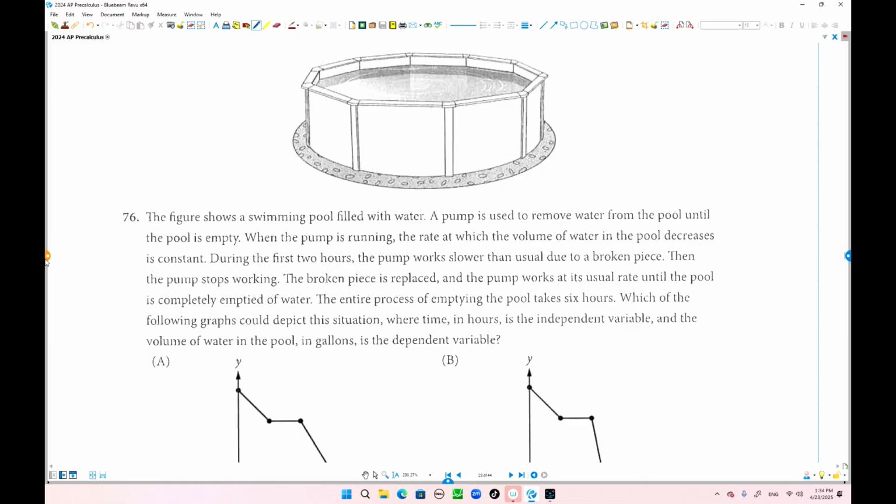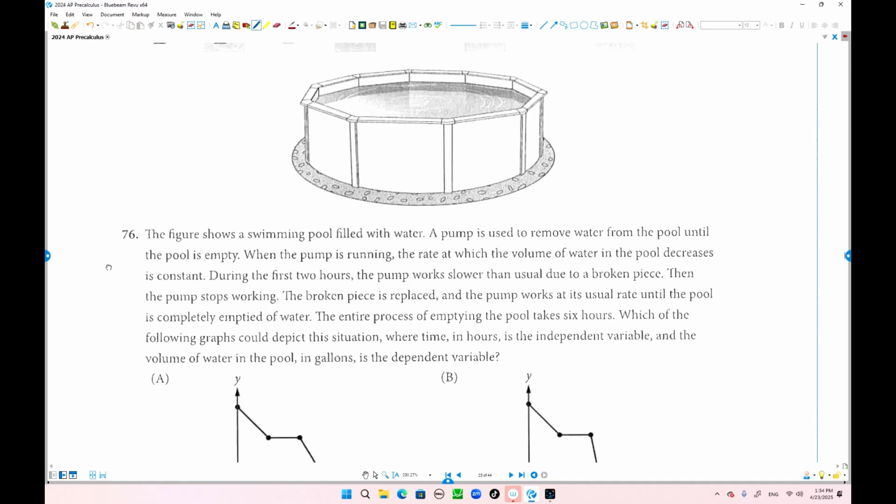All right, number 76. Maybe you might read the question over here. That's a swimming pool with water. And here is the constraint. During the first 2 hours, the pump works slower than usual. Usual is very fast, but this one is slower. First 2 hours, that's the point.